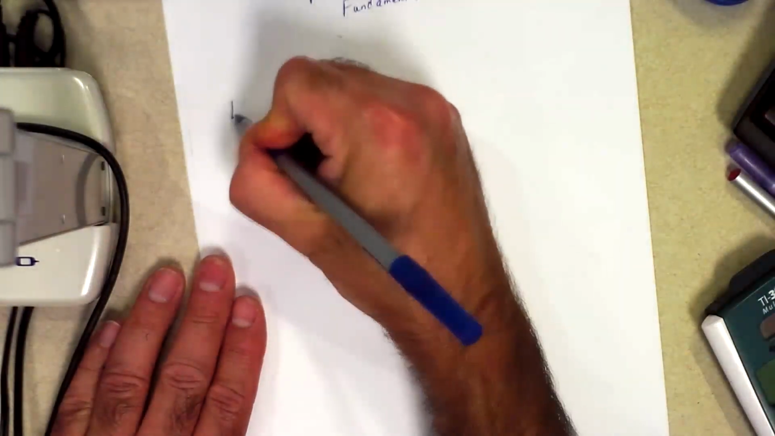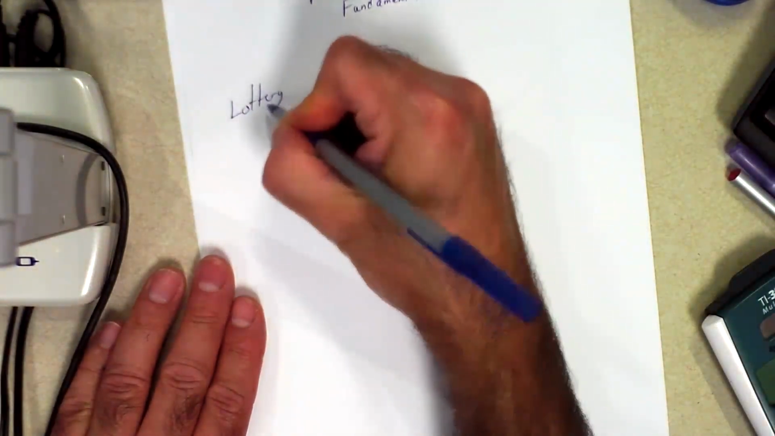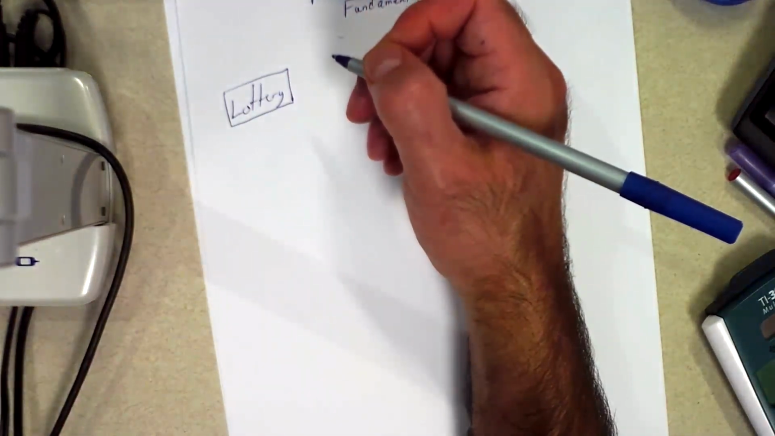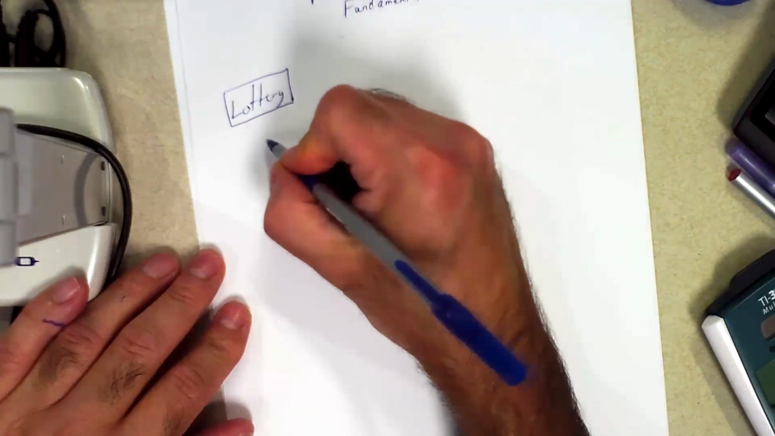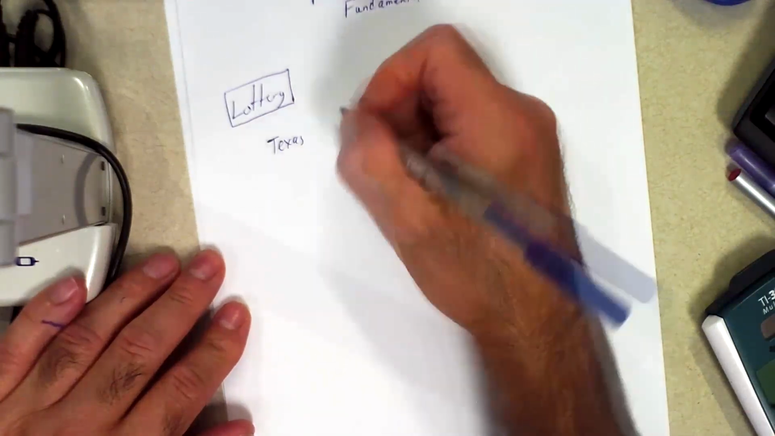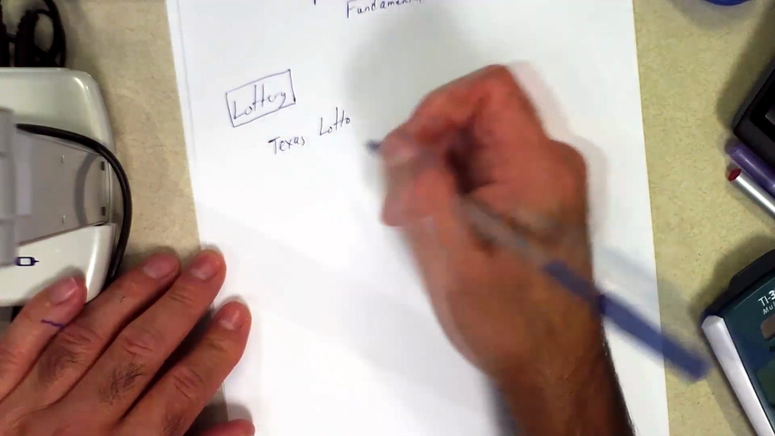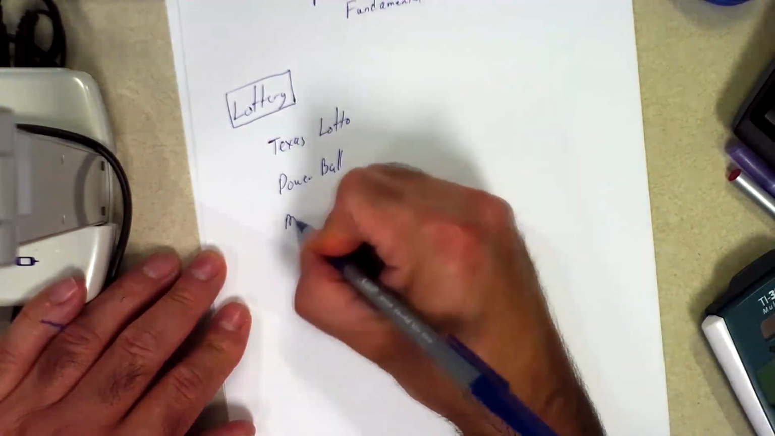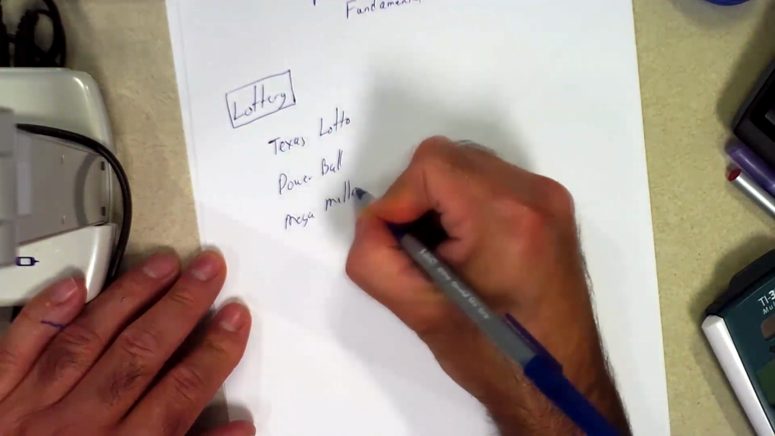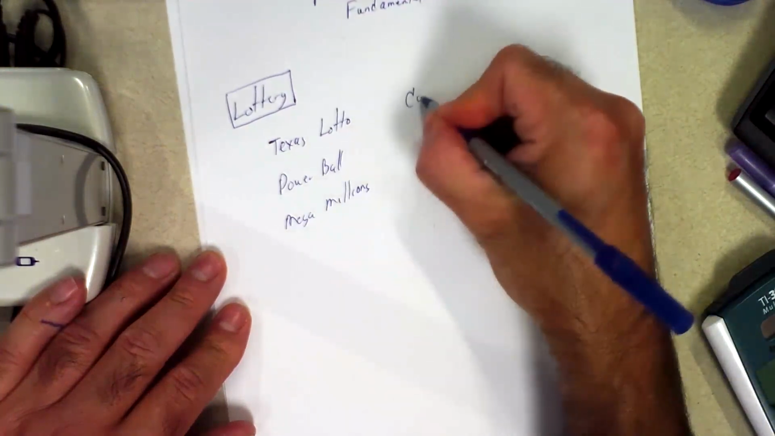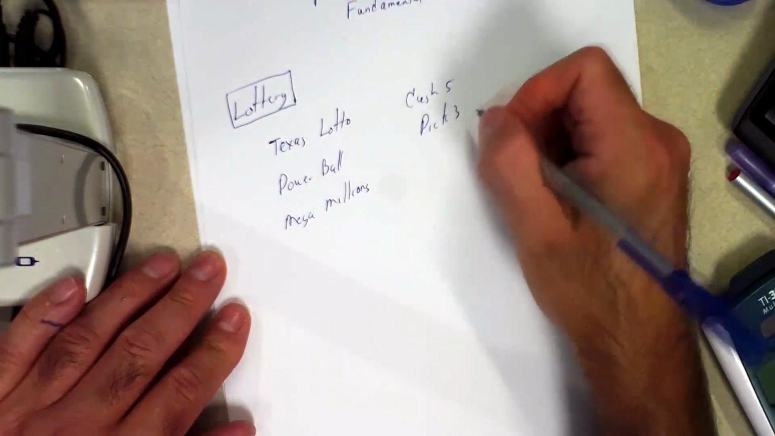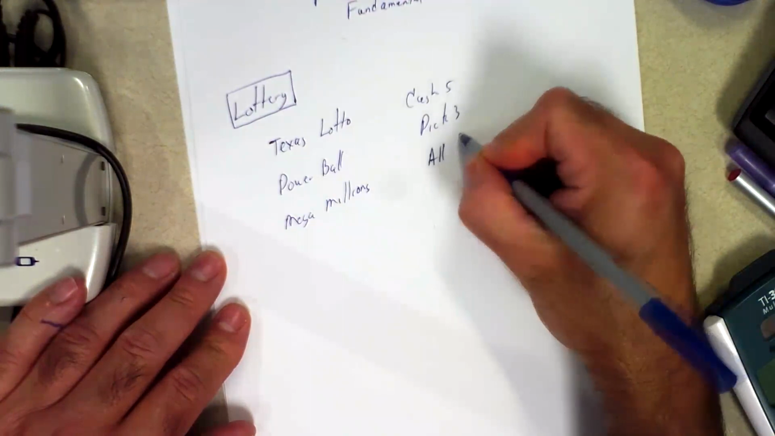The way to explain it is if you look at the lottery. Have you ever played the lottery, where you choose numbers? The way the lottery system works is very interesting. There's a whole bunch of games that you can play: the Texas Lotto, Powerball, Mega Millions, Cash 5, Pick 3.